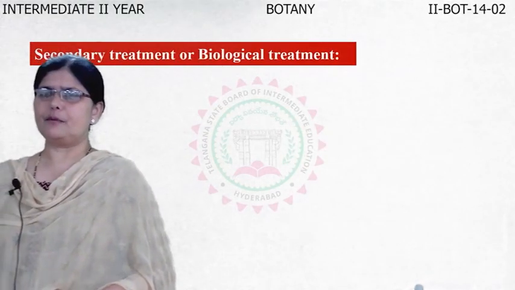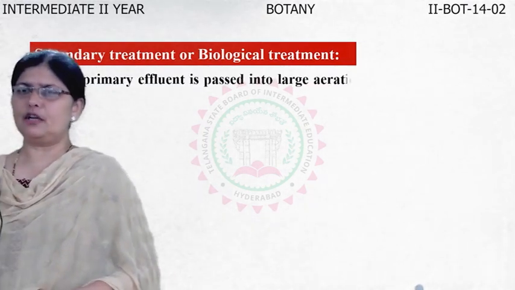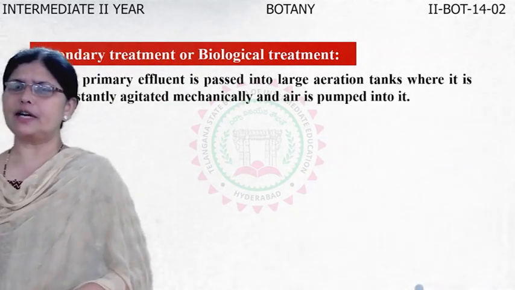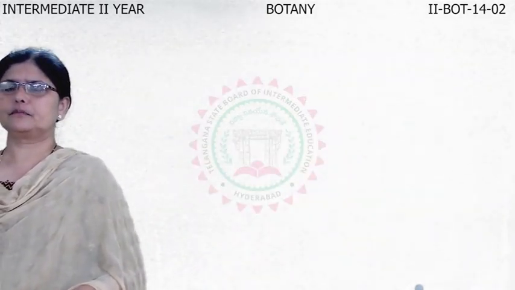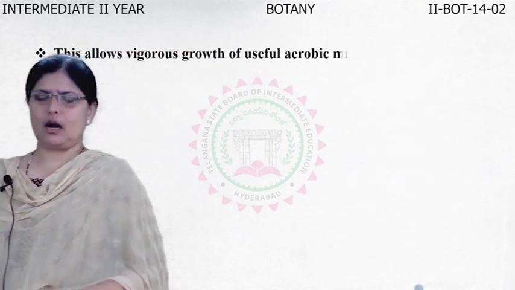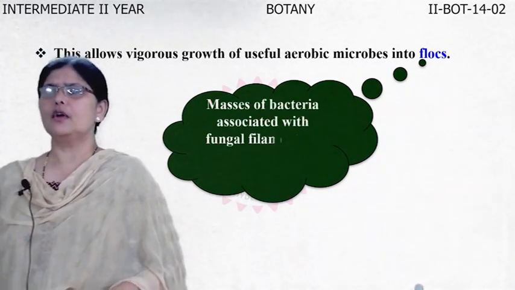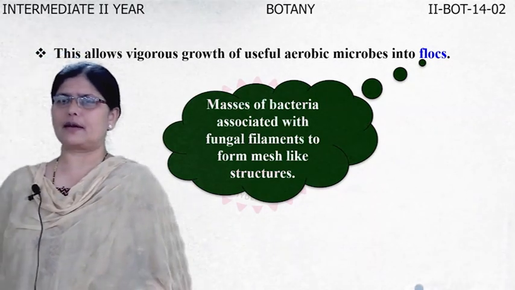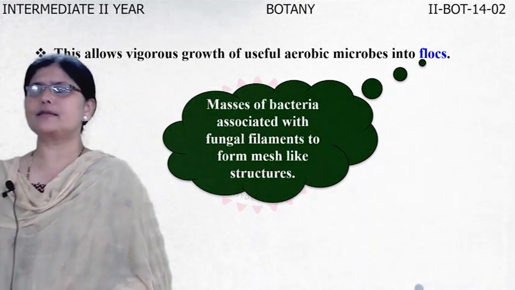Now, secondary treatment is also called biological treatment. The primary effluent is passed into large aeration tanks where it is constantly agitated mechanically and air is pumped into it. This allows vigorous growth of useful aerobic microorganisms into flocs. What are flocs? These are nothing but masses of bacteria associated with fungal filaments to form mesh-like structures.